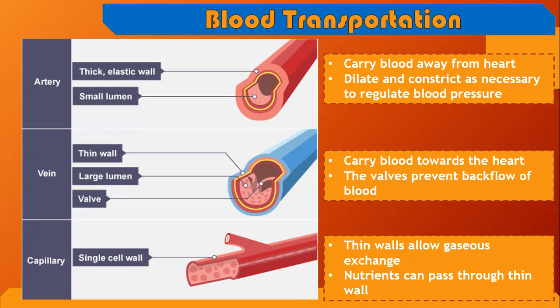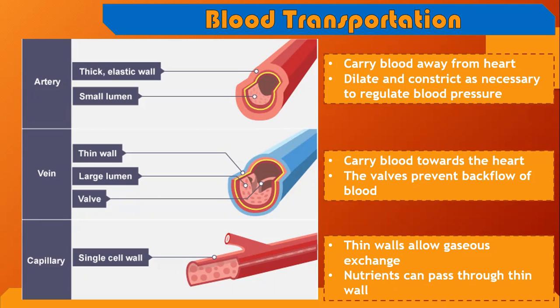The next blood vessel we have is veins. Veins carry blood towards the heart. You can remember this by the spelling V-E-I-N. So it ends in N, you know that it's coming into the heart. As veins have a wider diameter, they allow blood to pass through more easily, and the valves help return the blood to the heart by preventing backflow.